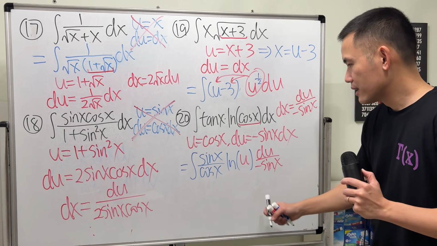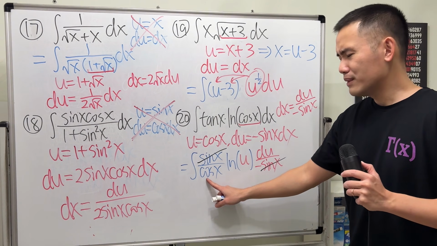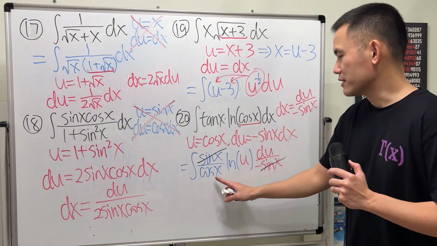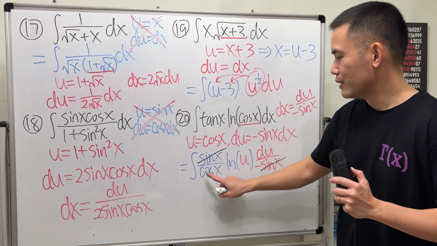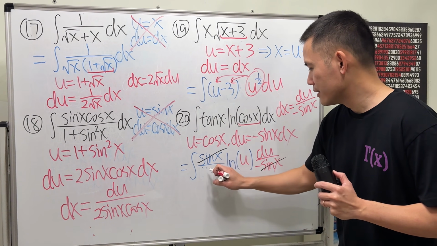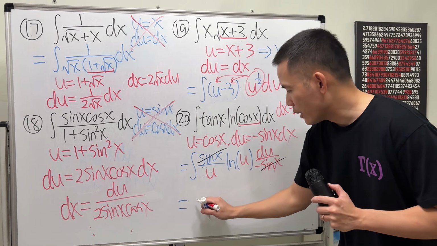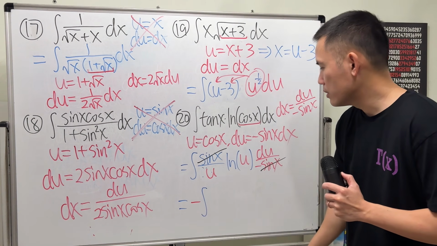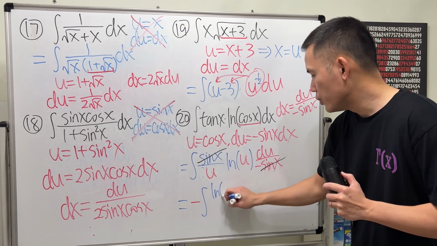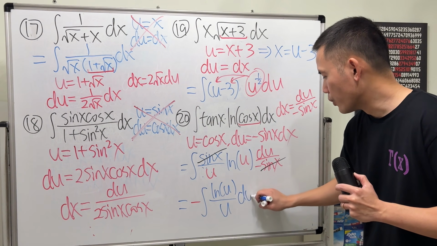And now have a look. Sine x cancels. Well, we do have this cosine x, but don't worry, because that is the same as u. So I can replace this with u. Now we have this negative, so make sure you put it to the very outside. And then we have the integral. Here we have ln u over u. And then we are in the u world.